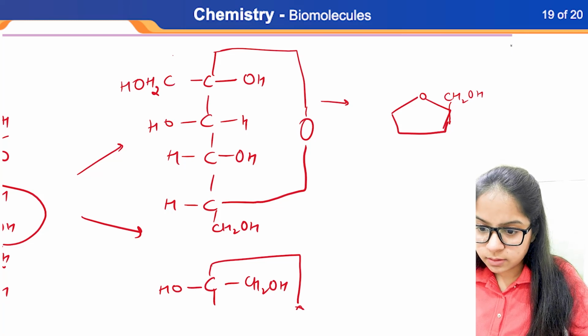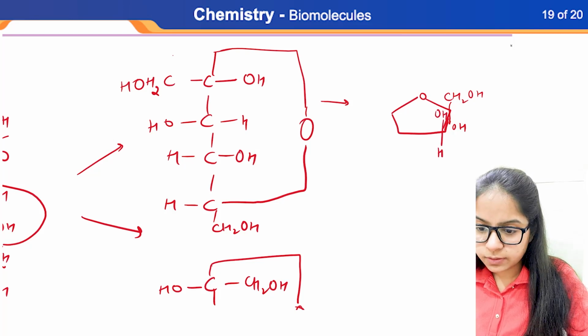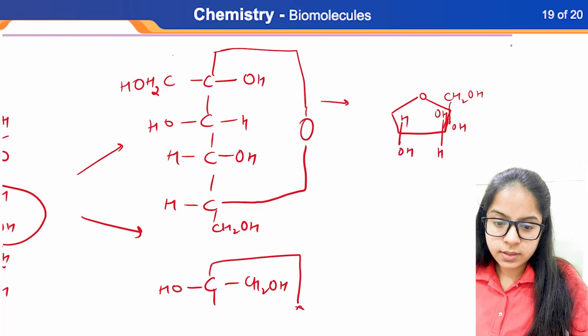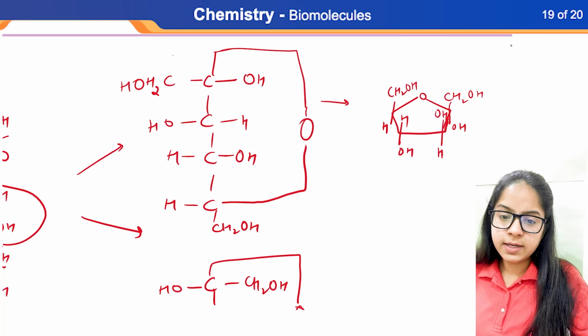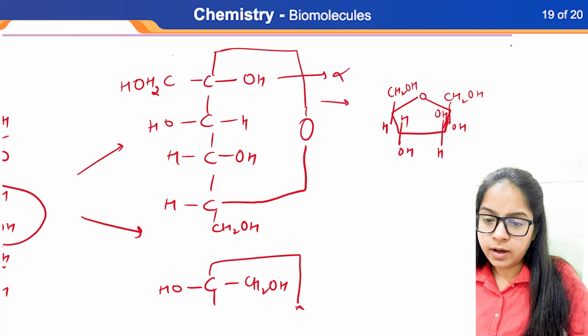CH2OH, OH on the upside, H on the downside. H on the upside, OH on the downside. CH2OH is always upward. This one is alpha. When OH is present on the right side, it is alpha.